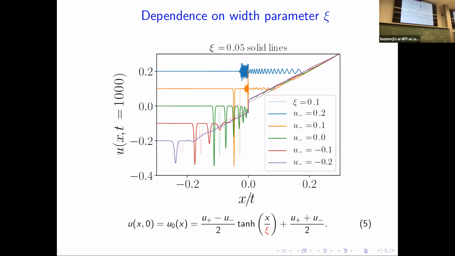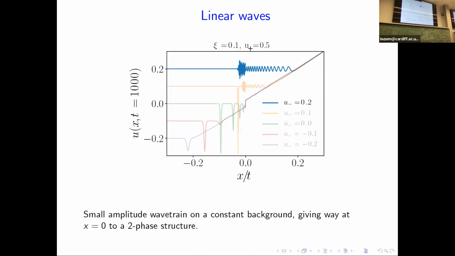Yeah, so if we change the width of that initial condition, then we get a slightly different picture. It's just scaled, basically. The original one is C equals 0.1, and then the solid lines are C equals 0.05, and that's kind of interesting, and we can understand that scaling, but I won't go into that detail.